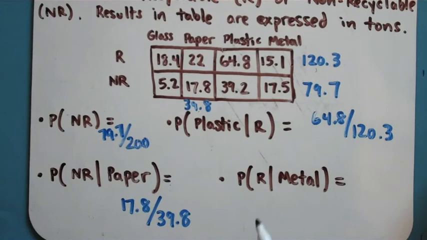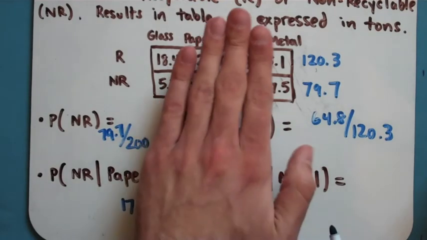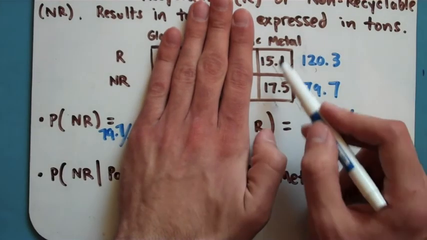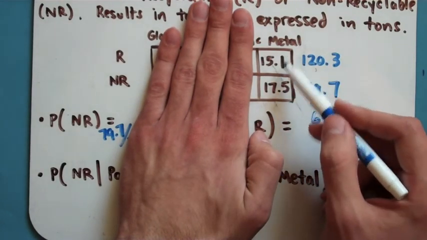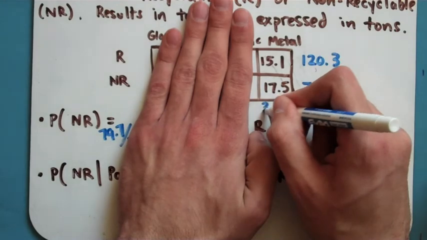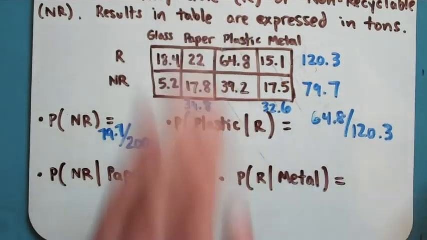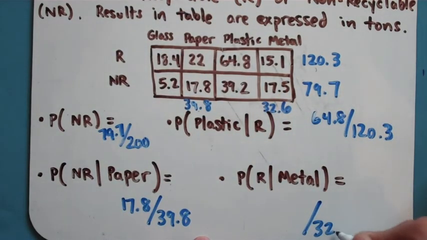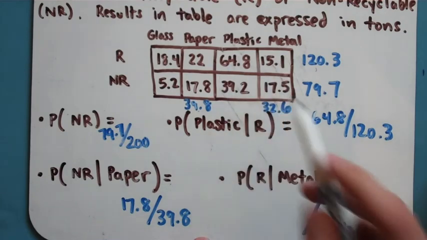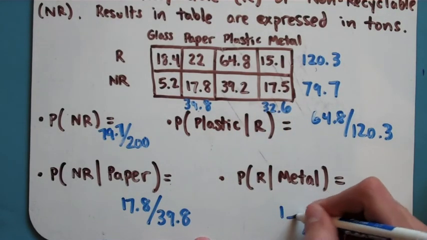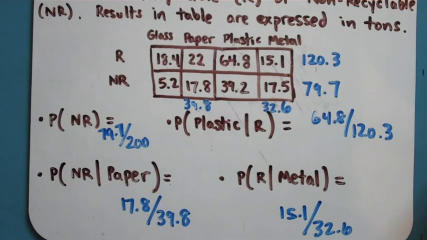For my final problem here, I want to find the probability it is recycled, given that it's metal. Again, if I know it's metal, I don't care about the rest of that table. I'm only looking at this part right here. If you add those together, it looks like we're going to get 32.6. So it's out of 32.6. The probability it is recycled is going to be 15.1 out of 32.6. So if you kind of cover up the parts of the table that you don't want, it makes it a lot easier to calculate your probability.